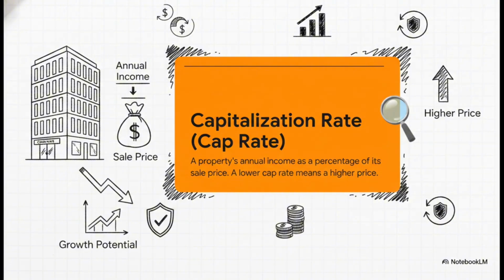All right, here's the other big one you have to know. The cap rate. Just think of it like a quick snapshot of a property's return on investment for a single year. It's pretty simple math, actually. It's just the building's annual income divided by its sales price. And here's the key takeaway. A lower cap rate usually means investors are willing to pay a higher price for that stream of income, probably because they think it's a safer bet or has more room to grow.